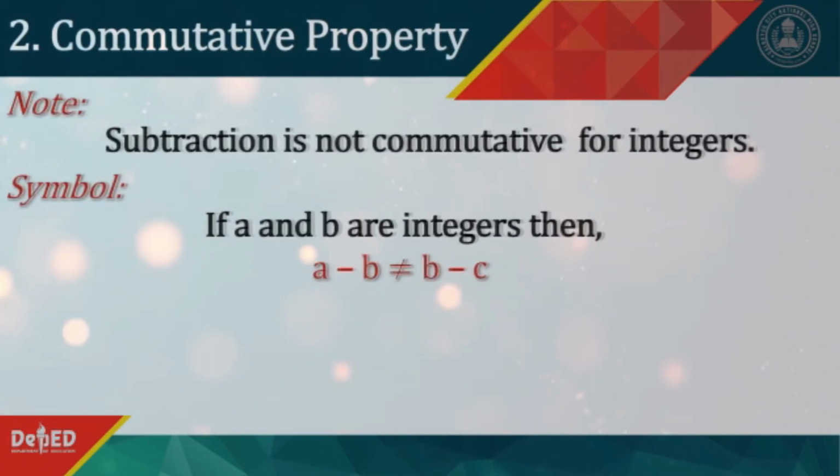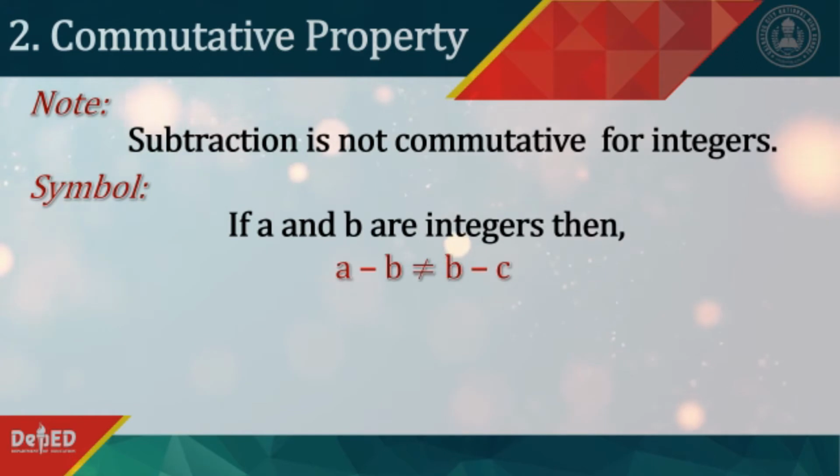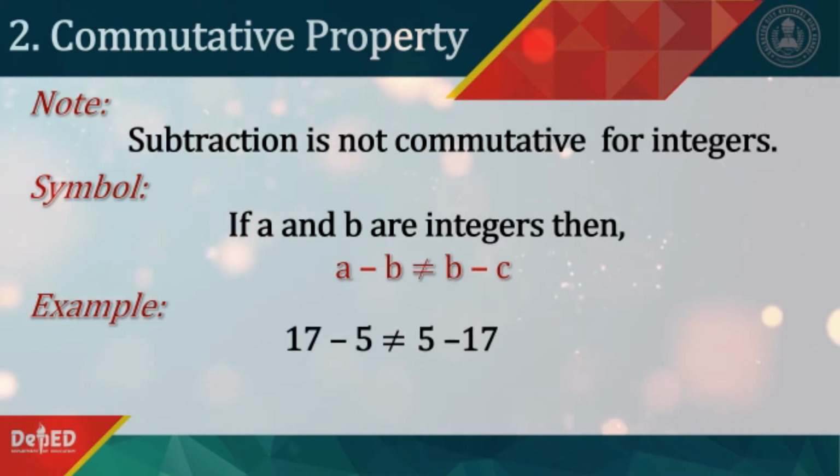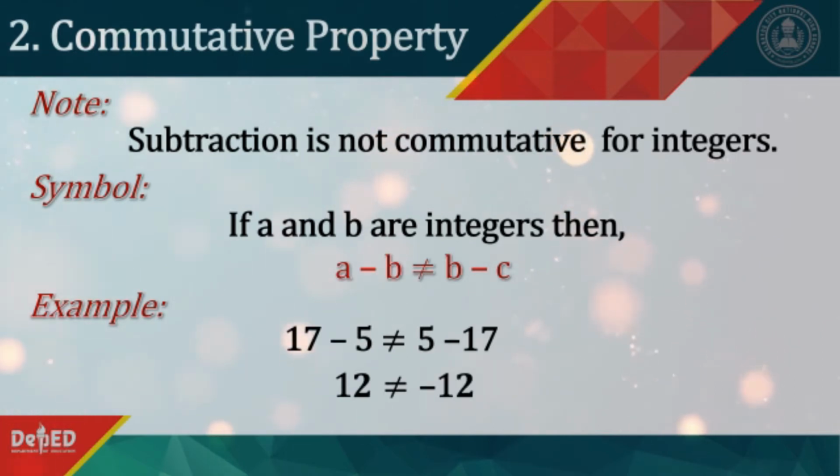Take note, subtraction is not commutative for integers. In symbol, if a and b are integers, then a minus b is not equal to b minus a. Let's say for example 17 minus 5. It is not equal to 5 minus 17 because 17 minus 5 is equal to 12, and 5 minus 17 is equal to negative 12.